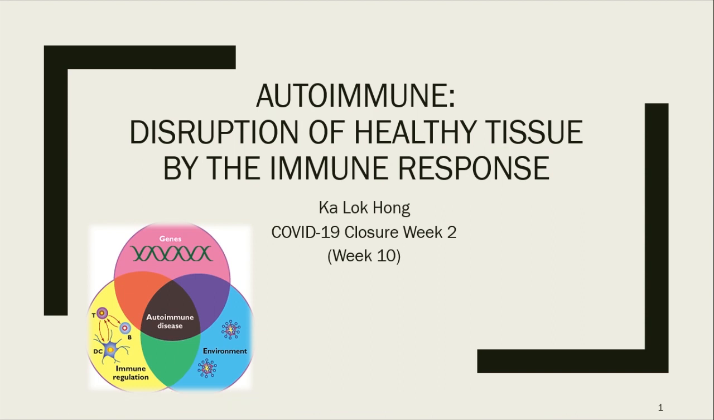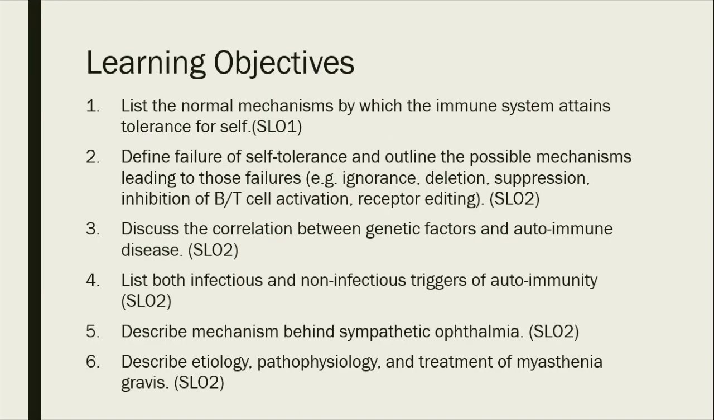Alright, so today's topic, we're talking about autoimmune, and we're basically looking at most of the cellular mechanisms, so things happening behind the scene, i.e. the B cells and T cells. How are they being dysregulated in a way that they turn against us? Alright, some of the learning objectives are pretty straightforward. I won't read about it on my recording here. You can read those on your own.